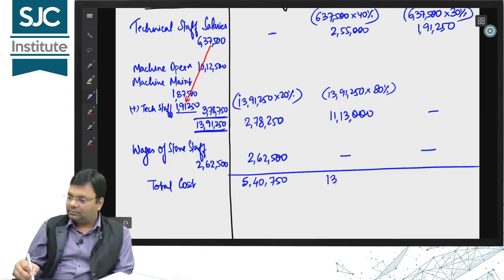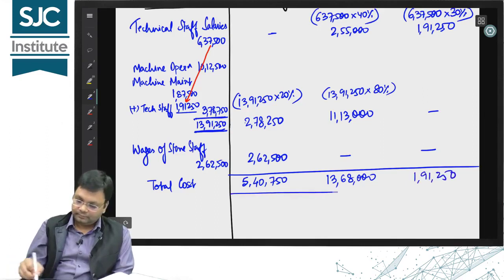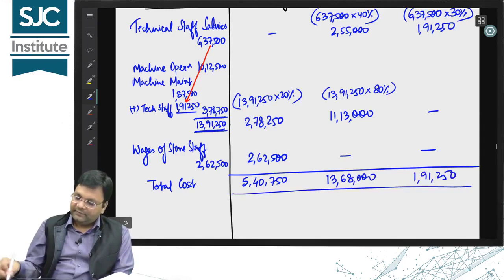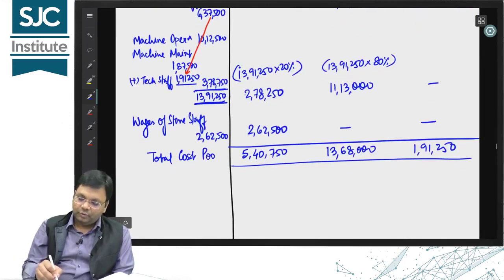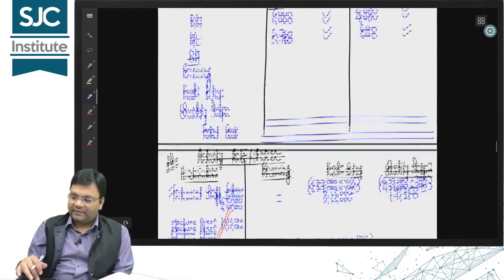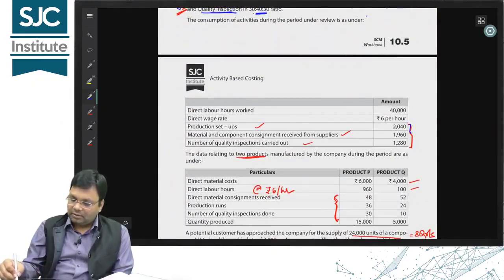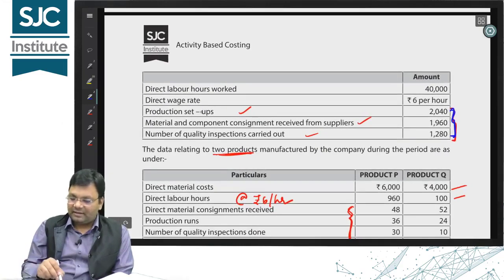Take the total 1368 and 191,250. This is only called a cost pool. Then we need to take their cost drivers, the total of which was given in your second table in the question. Here the total drivers for the period were this much. 2040 is for setup, 1960 is for suppliers, and 1280 is for quality inspection.